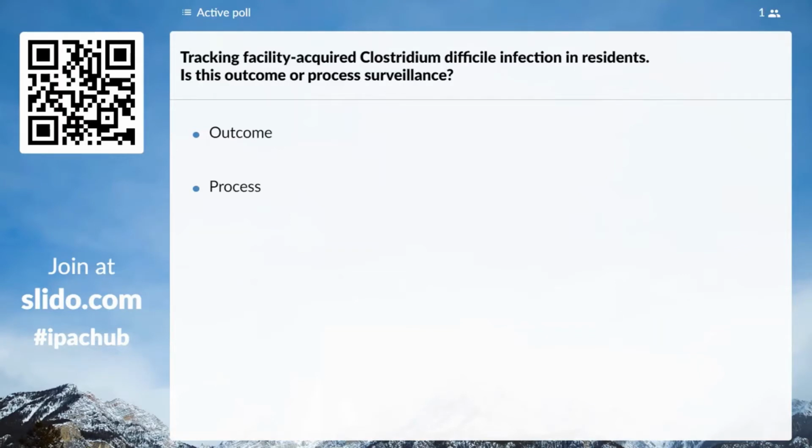So tracking facility-acquired Clostridium difficile infection in residents. So you're tracking C. diff infection. Is this an outcome surveillance or would this be process surveillance? So take a minute to think about it after the great explanation that Lana gave us and figure out which one you think it is. And we'll give you a minute to enter that in Slido.